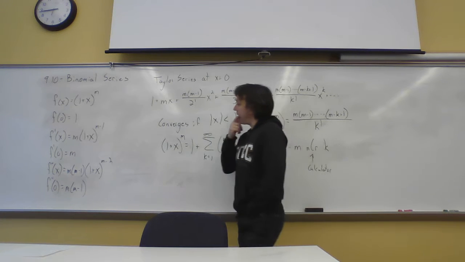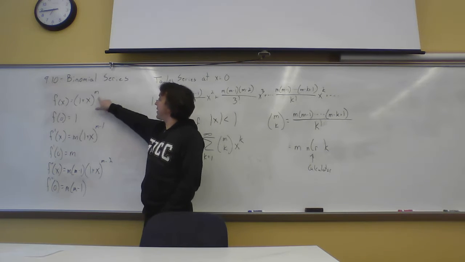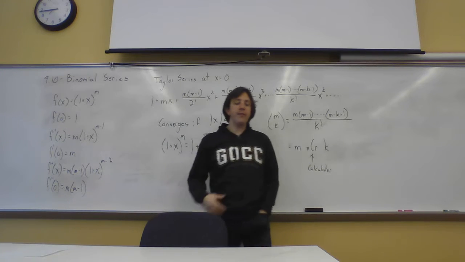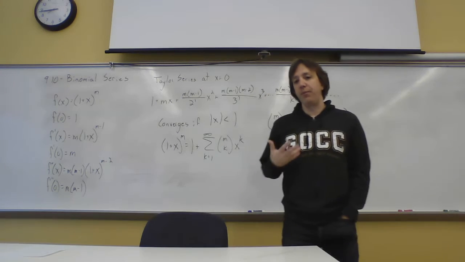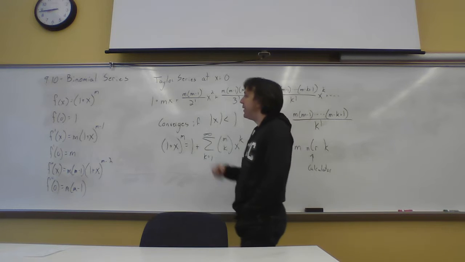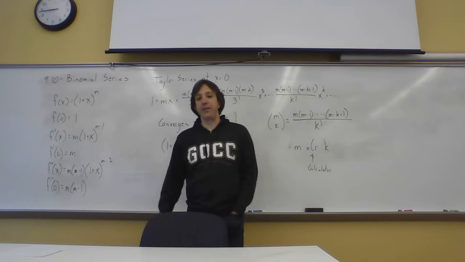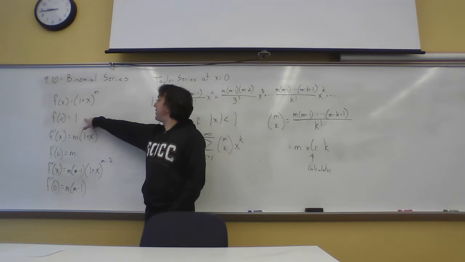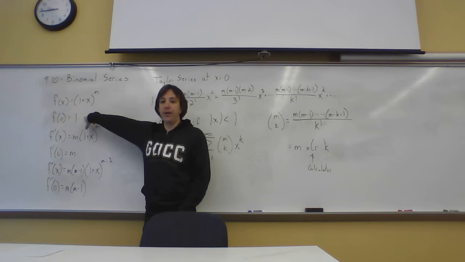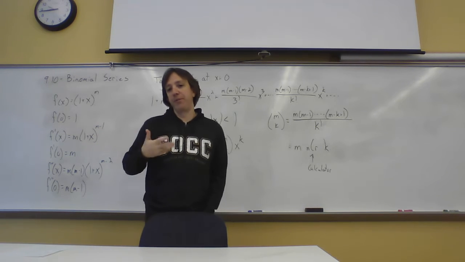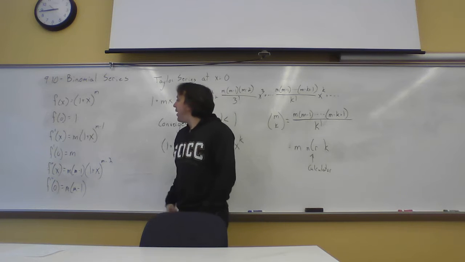So let's look at this function, f of x equals 1 plus x raised to the m power. This is our basic binomial series. There are definitely ways to make it more complicated, but this is going to be our basic binomial series. So I started by plugging in 0, and if you plug in 0, you get 1. And why I plugged in 0 will become apparent in just a second.